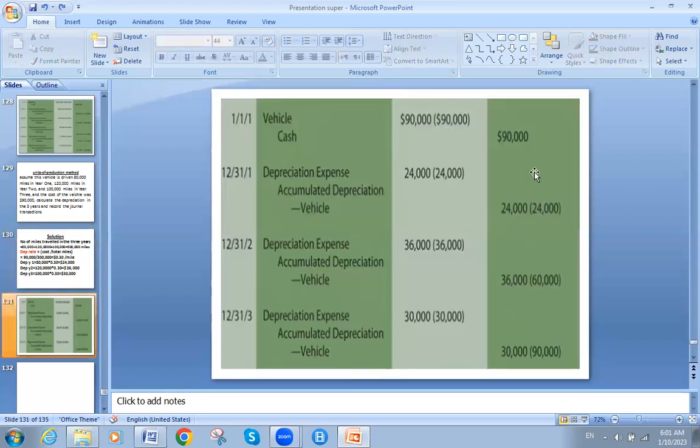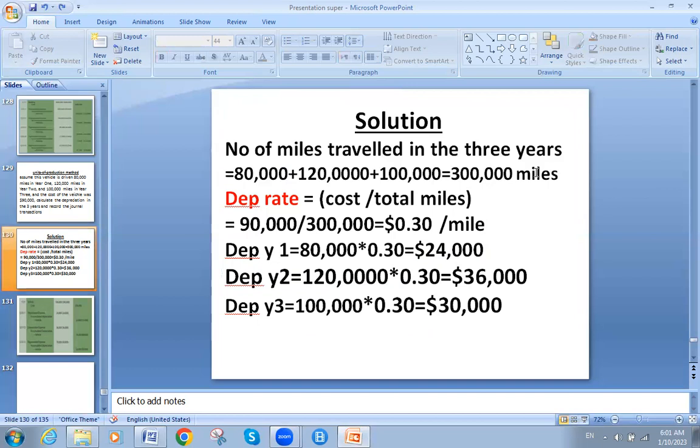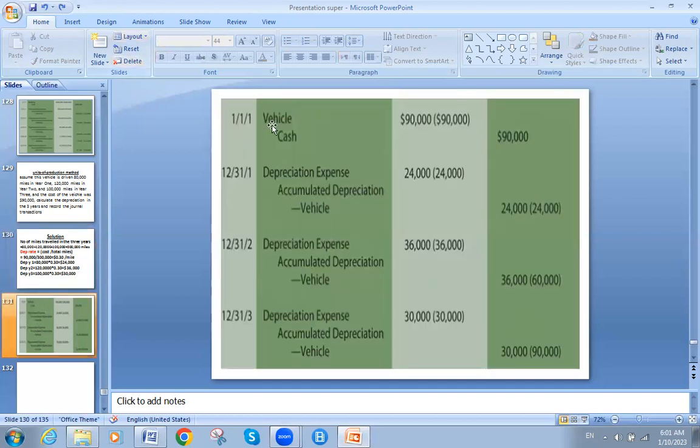And I will do the same. So I bought this car, for example, for 90,000. So I would say from the vehicle to cash, we say the expenses of the vehicle into cash, like we did before. So 90,000 into 90,000. From vehicle in the debit into cash in the credit with the amount of the car which we bought, 90,000.